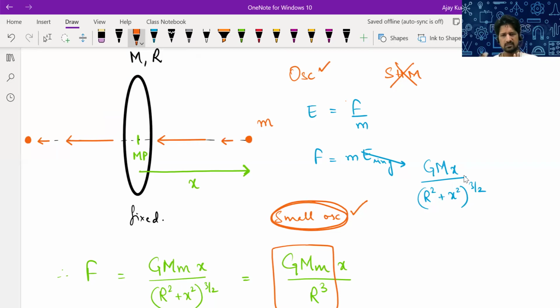So the next 1 or 2 classes will be working on these only. I'll give you different systems and you will be finding out the time period of oscillation of those systems.